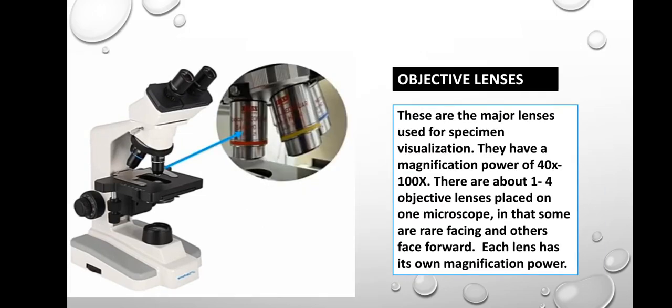Objective lenses. These are the major lenses used for specimen visualization. They have magnification power of 40 times to 100 times. There are about 1 to 4 objective lenses placed on one microscope. In that, some are rear facing and others face forward. Each lens has its own magnification power.